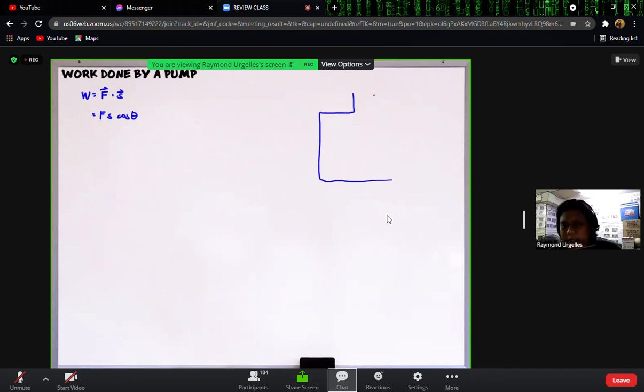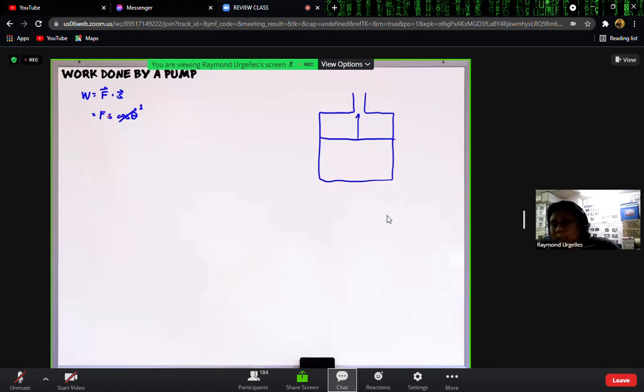But when it comes to pumping water, imagine we have, let's say, a cylinder. The water is pumped, for example, upward, so the force we exert here is upward, and the displacement of the water is also upward. Therefore, the angle between them is 0, so cosine 0 is what comes out here.